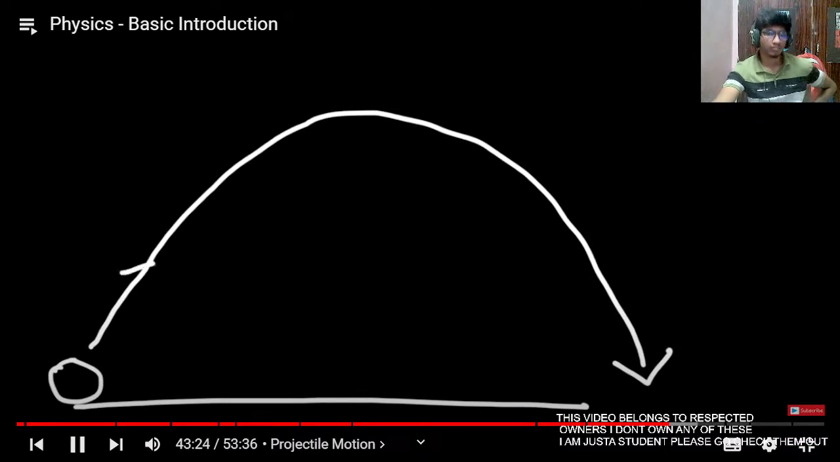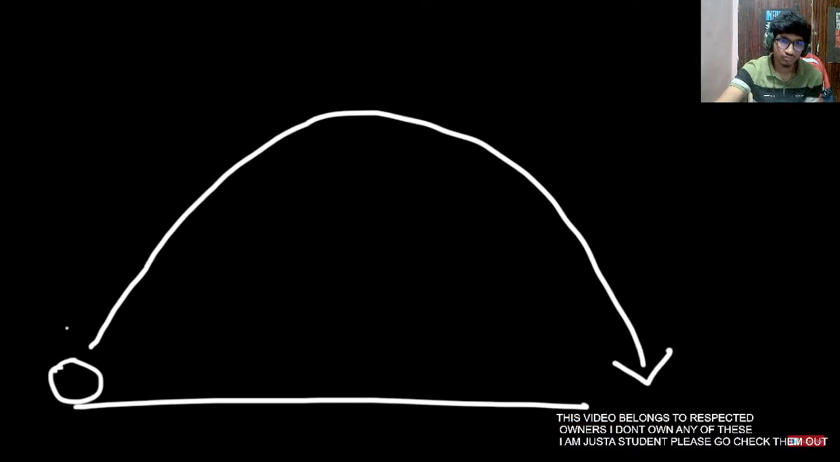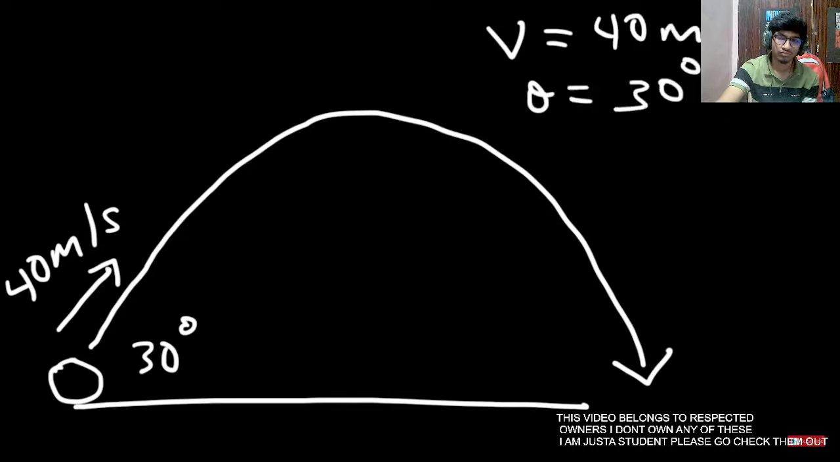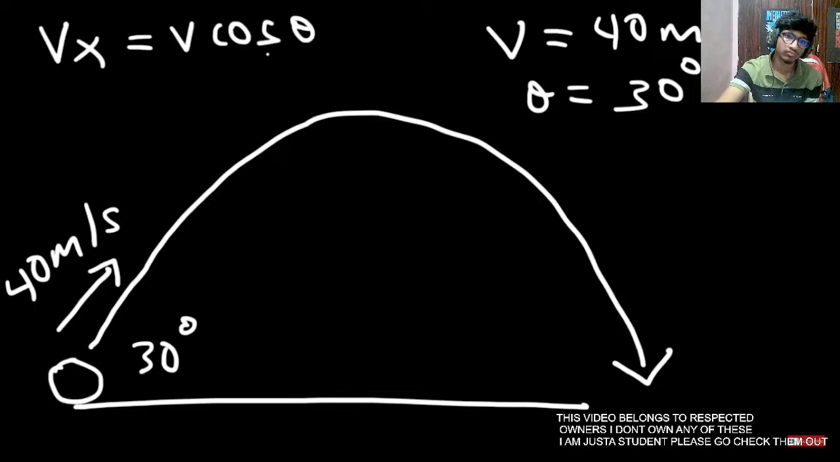Here is another projectile motion situation. Let me start at the bottom. Let's say we have a ball, and you might be given the velocity at which it's kicked. Let's say it's going up at a speed of 40 meters per second, and let's say it's at an angle of 30 degrees. So you have V, which is 40, and you have the angle theta, which is 30 degrees. Now, what you need to do is find Vx and Vy. Vx is basically V cosine theta, and this is the initial value.